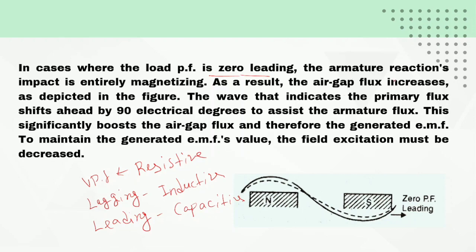Okay. The armature reaction impact is entirely magnetizing, means अगर armature flux main flux को helpful करियो, okay, it will add करियो. As a result, the air gap flux increases. As flux will increase, the main flux, overall the average flux, will strengthen. Okay, the wave that indicates the primary flux shifts ahead by 90 degrees to assist the armature flux. This significantly boosts the air gap flux, and therefore the generated EMF also increases.